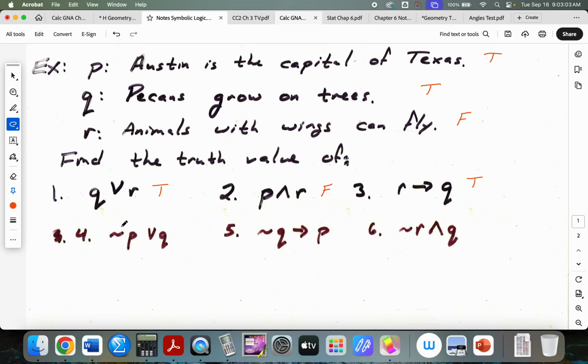So this symbol right here is the negation. You can think of it as a not or the opposite of. So this says not P, disjunction Q. So since P is true, not P is false. So that's false. I can still look because I only need one of them to be true. Q is true, so this is true.